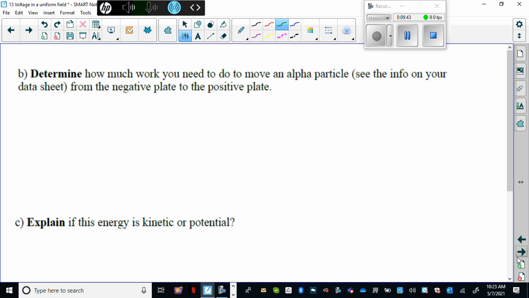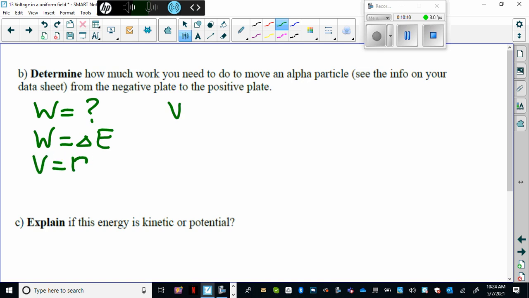So which formula are we going to use here? Determine how much work. We're trying to find the work. But remember, work equals a change in energy. If you start looking around for the formula with work in it, you may come up a little short. Work equals a change in energy. What formula do we have that has voltage in it and charge and change in energy? We know the voltage. The voltage is 12.8. What else do we know?